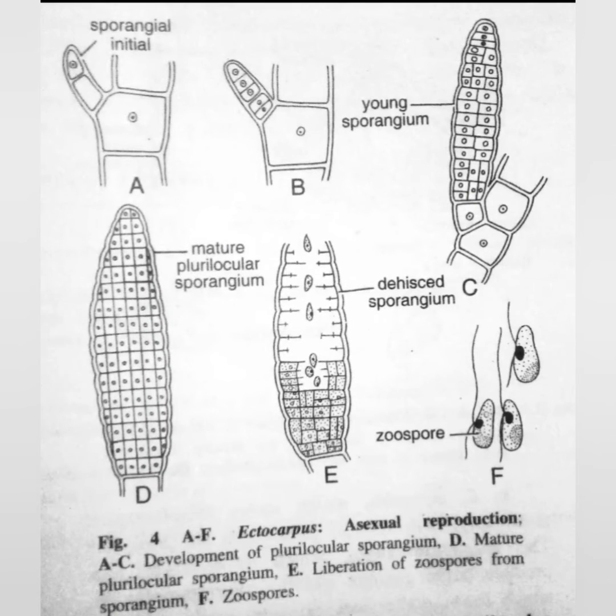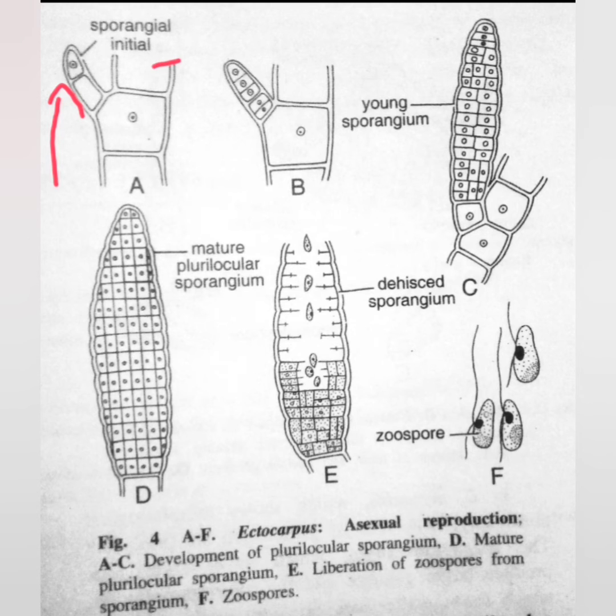So next is plurilocular, also known as neutral sporangia. Now just like the unilocular sporangia, you can see here in figure A, these sporangia also develop from the terminal cell of the branchlets. They develop from the terminal cell of the branchlets of diploid thalli, and the terminal cell acts as a sporangial initial.